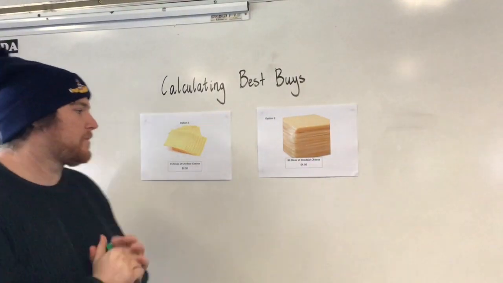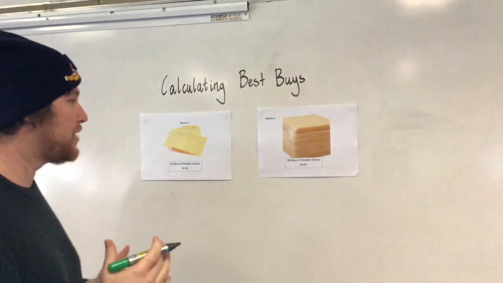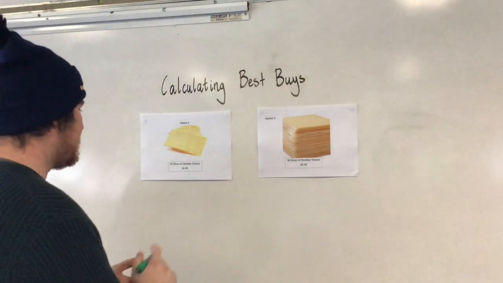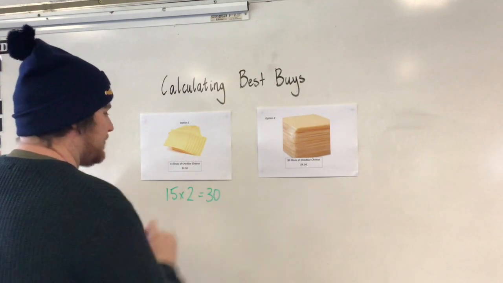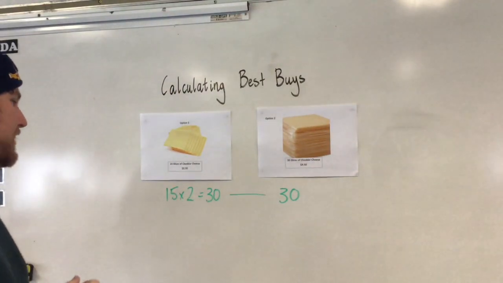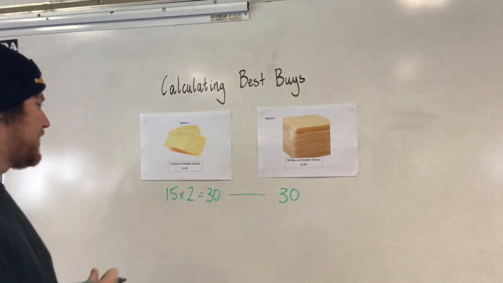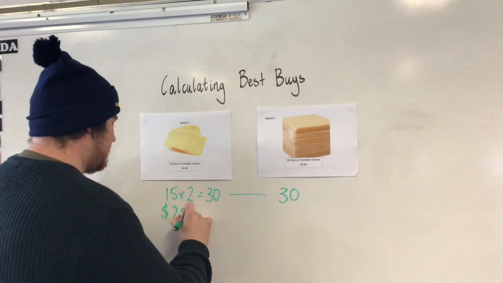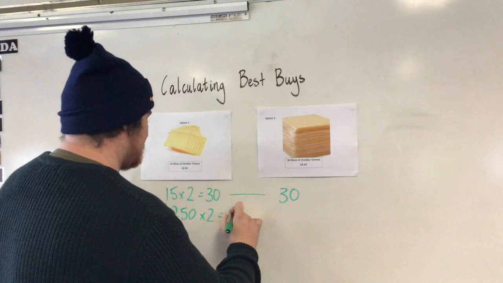Well, if you're like me, you can probably see that 15 is half of 30. And to get these two numbers the same, we could probably use multiplication. So what we're going to do is multiply 15 by 2 to get to 30. Therefore, we have 30 on both sides. Now, if we are doubling the number of pieces of cheese here, we also need to double our price. So we have $2.50, and double that, we have $5.